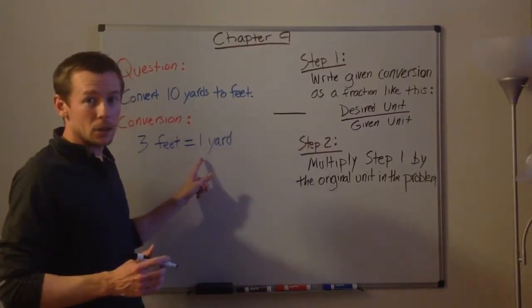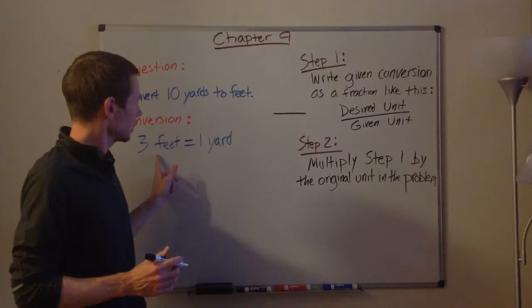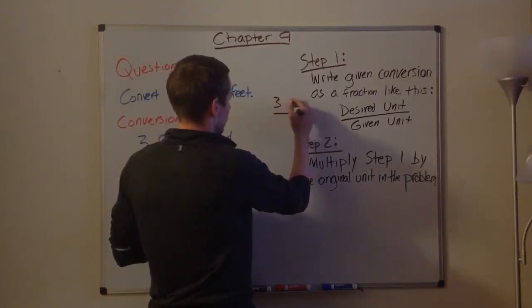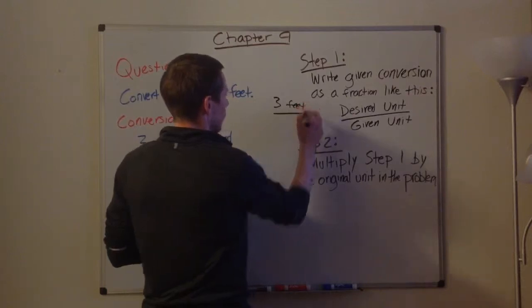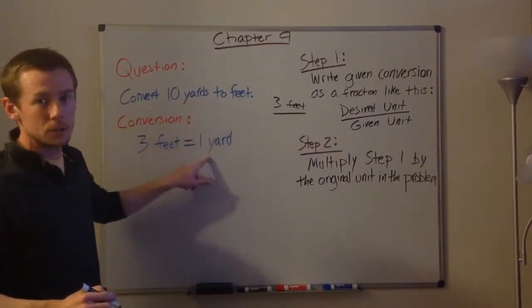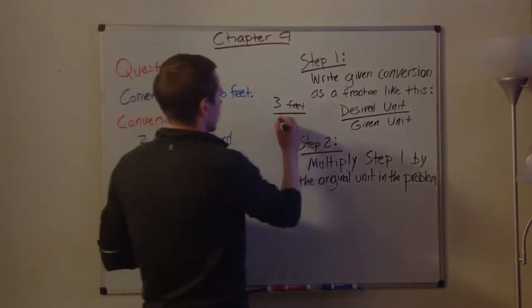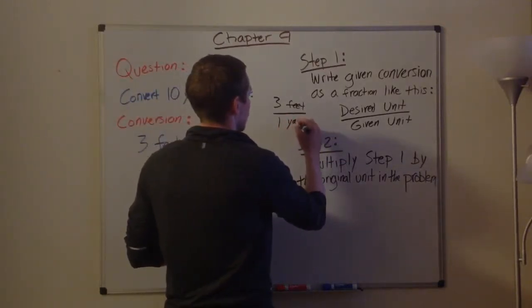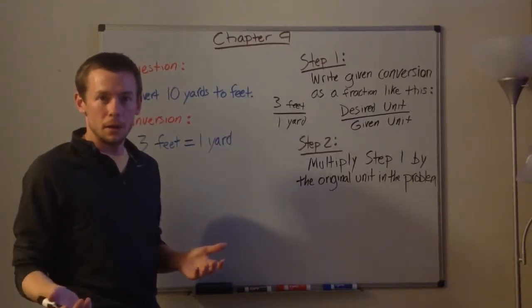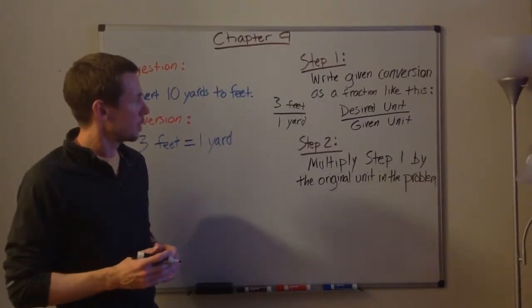The desired unit is feet. We put 3 feet on top, and the given unit is yards, so 1 yard. In other words, 3 feet for every 1 yard. That's the conversion there. Okay?